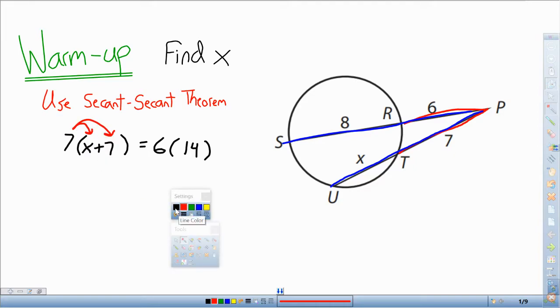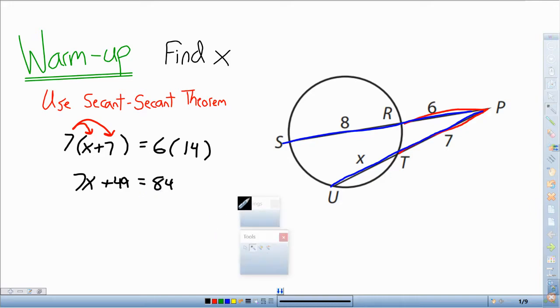We'll distribute the 7, multiply the 6 together times the 14. So let's start with this. 7 times x is 7x. 7 times 7 is 49. Over here, 6 times 14 gives me 84. All right, and from here, subtracting 49, dividing by 7.